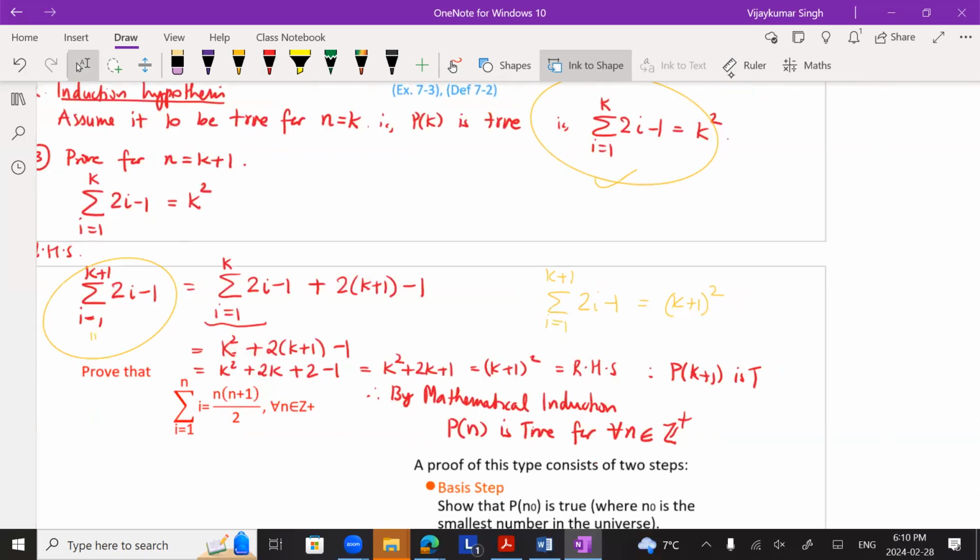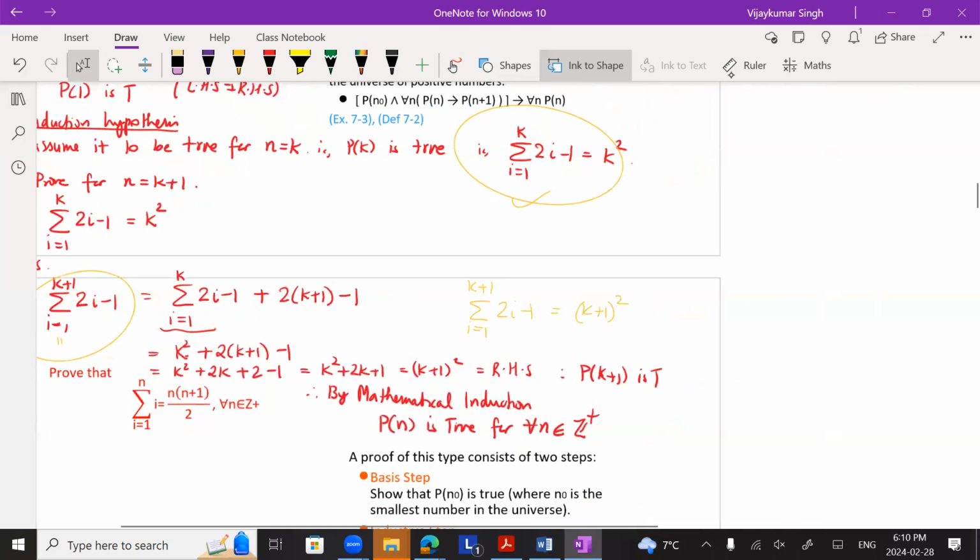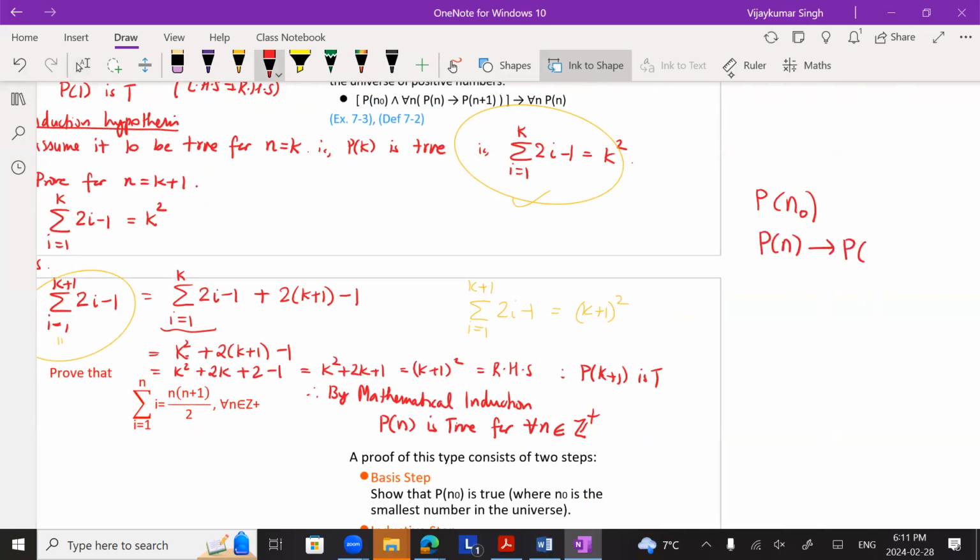Now, if I want to write it in the logical sense, in the sense of logical inference, what do we have here? Let me write it down. So P(n naught), and then we have P(n) implies P(n plus 1). This means P(n) is true for all n. Is that okay? So that is what is happening here. This is the idea behind mathematical induction.